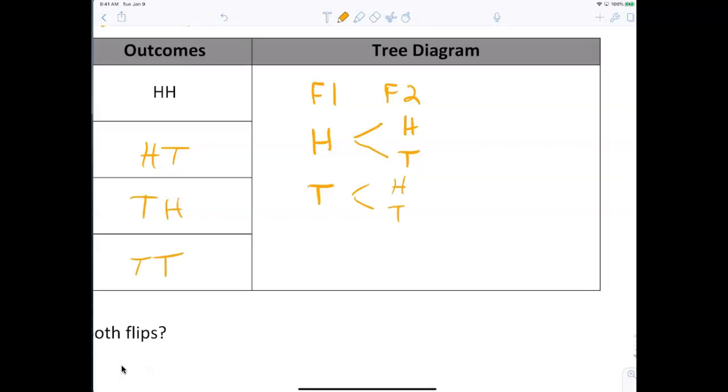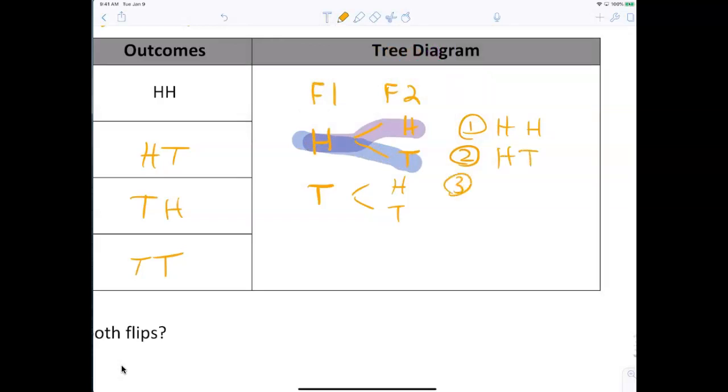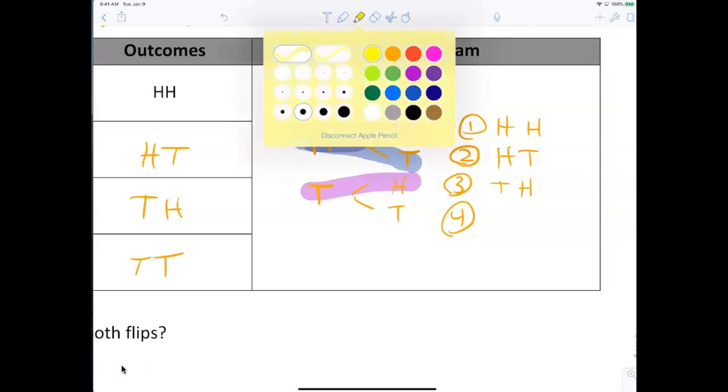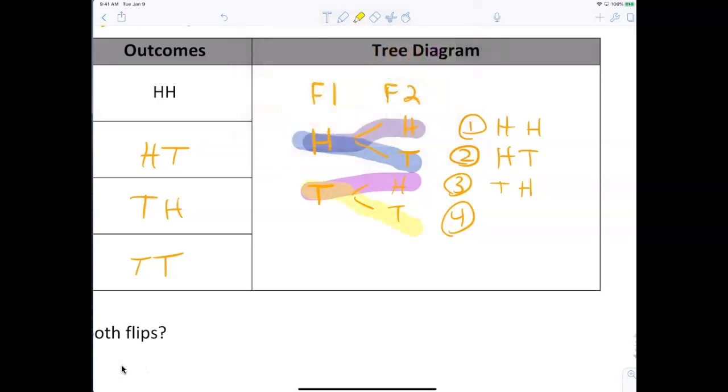So now how many outcomes were there total? 4. How do we know there's 4? So watch, guys. What's the first possible outcome? HH. What's the second outcome? HT. What's the third outcome? TH. And then what's the fourth outcome? There you have it. TT. So how many outcomes were there?